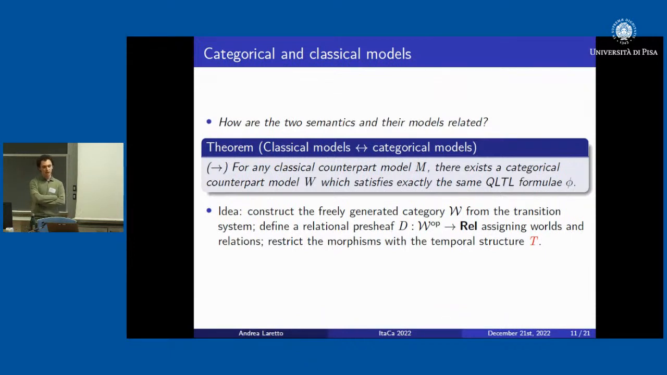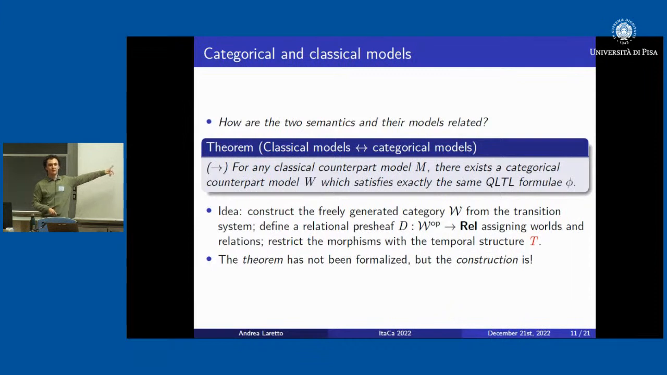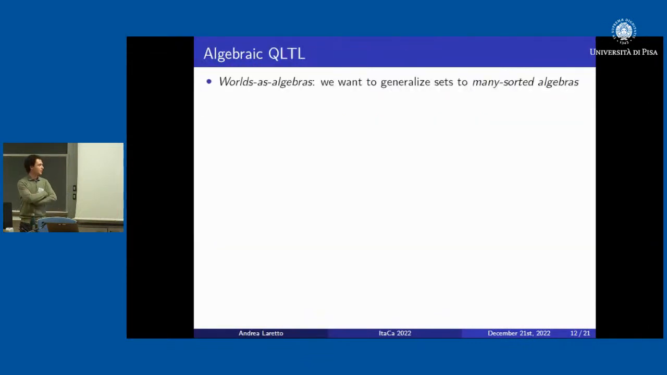So you take the states of the transition system as objects, and the transitions as morphisms, and then define a relational pre-sheaf assigning worlds and relations. And then you restrict the morphisms which are generated by the category with the temporal structure T. And the interesting thing, since we're going to be talking about the formalization later, is that this theorem has not been formalized, but the construction that gives rise to it has. So this is going to turn out to be useful later when we talk about the relationship between classical and categorical semantics.